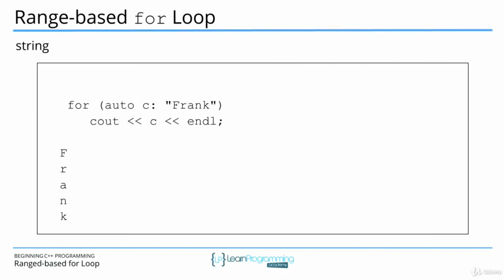In this last example, we can use the range-based for loop to iterate over a string, which is a collection of characters. In this case, the string is the literal "franc", but it could be a variable. We're going to discuss strings in the next section of the course. Well, that pretty much covers the basics of the range-based for loop. Let's head over to the IDE and see some examples.